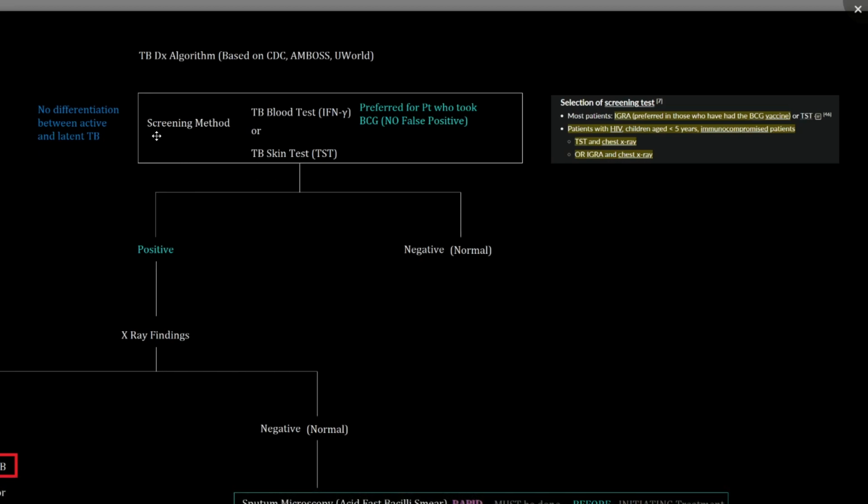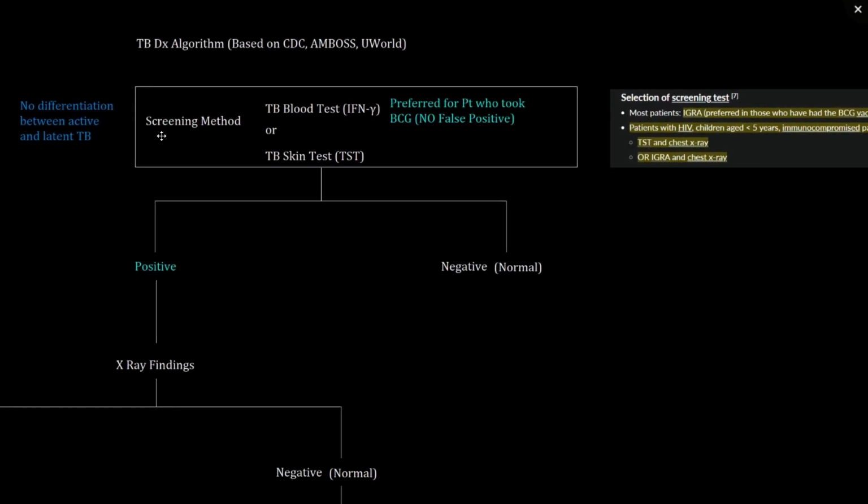Anyway, let's start. So the initial test you are going to order is going to be with the screening method, okay? So let's start with the screening methods. The screening methods are either a blood test or a serum-based test or a skin test, okay? The serum or blood-based test is interferon gamma release assay. This test is the preferred test for most patients, okay? You are going to order this test for most patients, and in particular, this is very useful in patients who took the BCG vaccine. Why? Because it has no false positives in those patients.